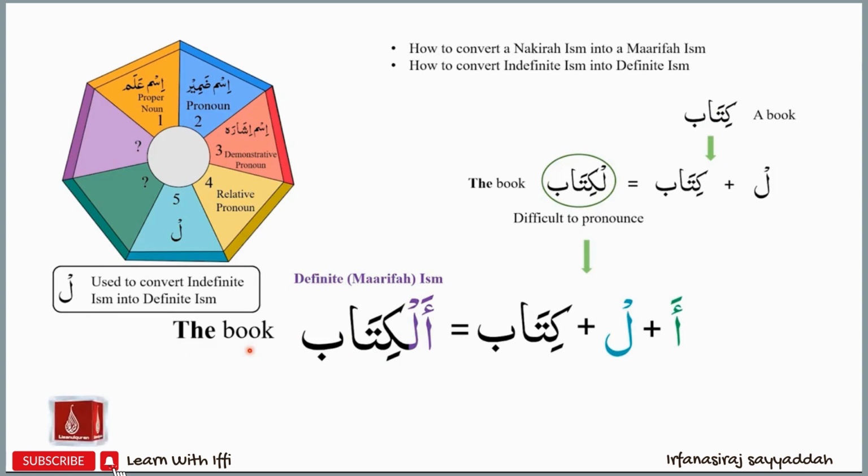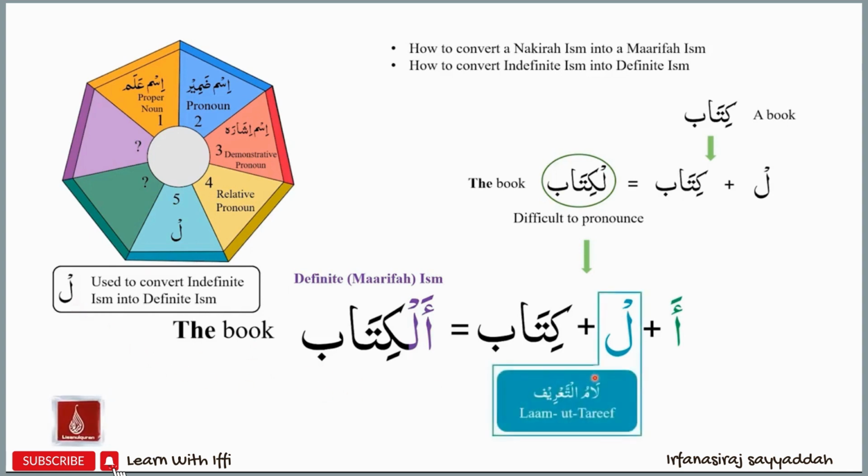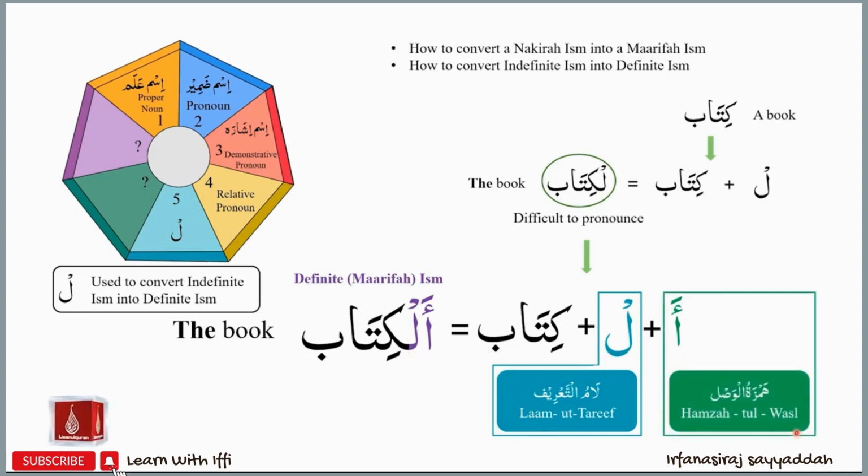It is important for us to learn certain terminologies here. This lam that we talked about in the beginning is called lamut tarif. That's the name for this particular lam. The hamza that is brought in the beginning of this word so that we can pronounce it as al-kitab is not an ordinary hamza. This is called hamzatul wasl. It is important for us to know these terminologies because these will be used in the later sections, inshallah.